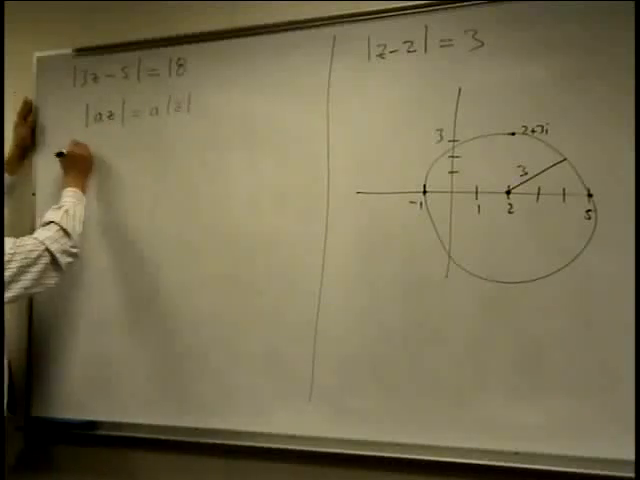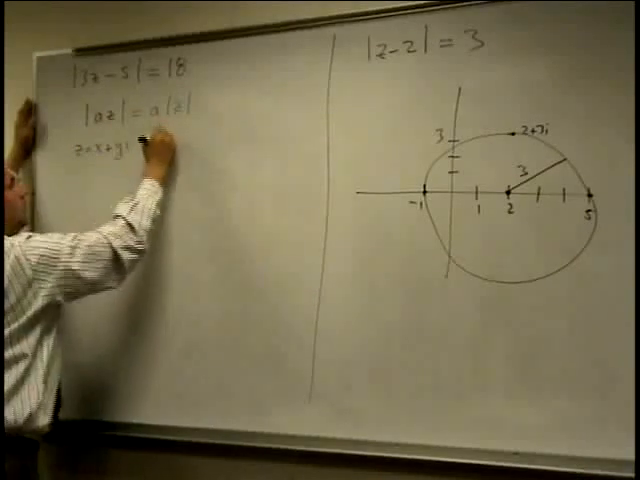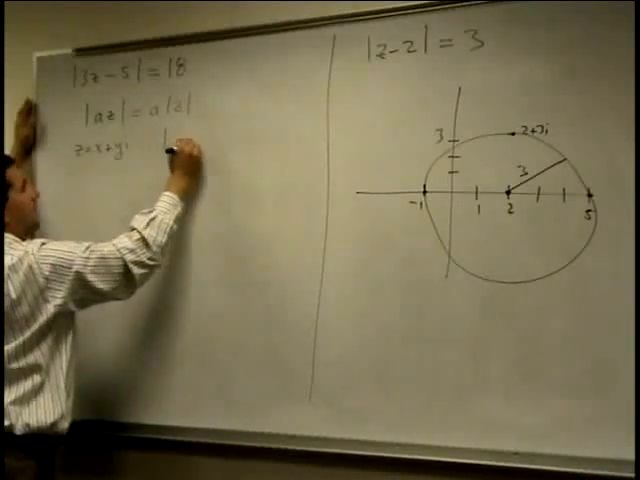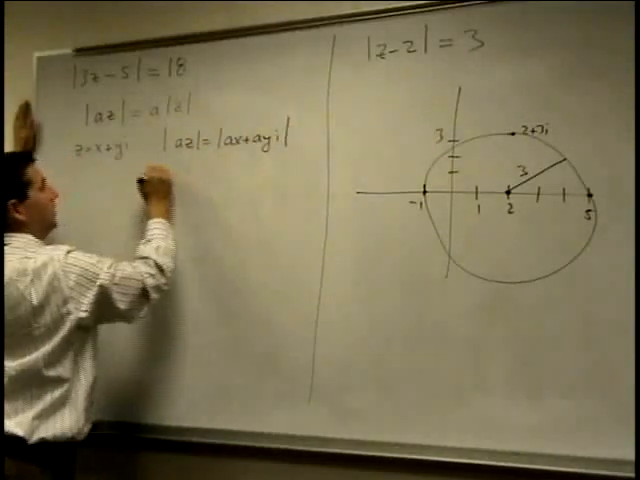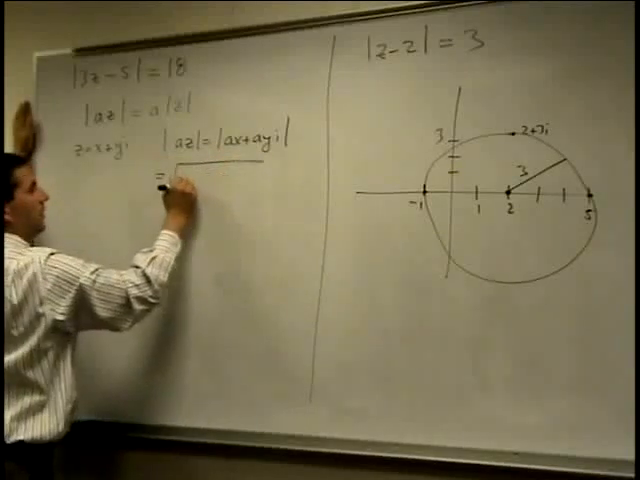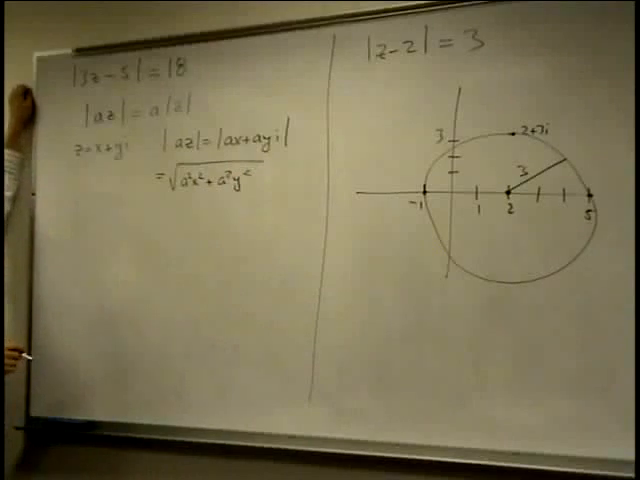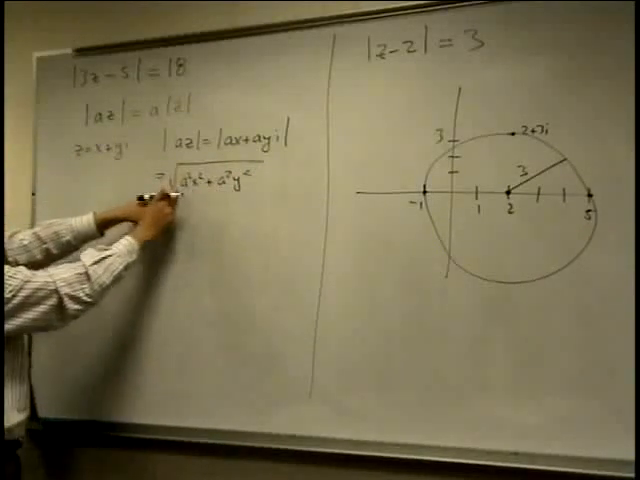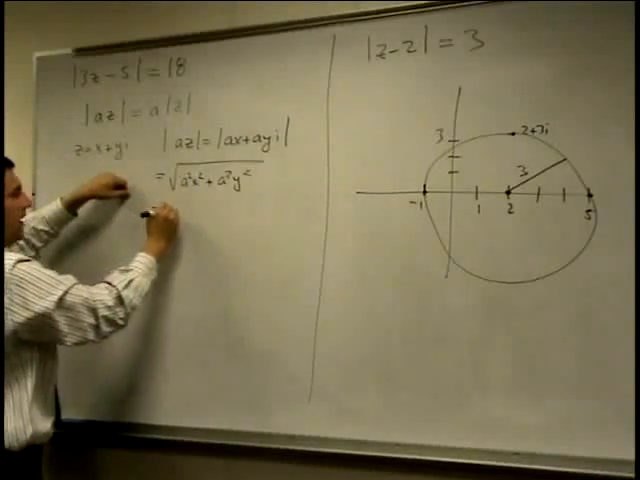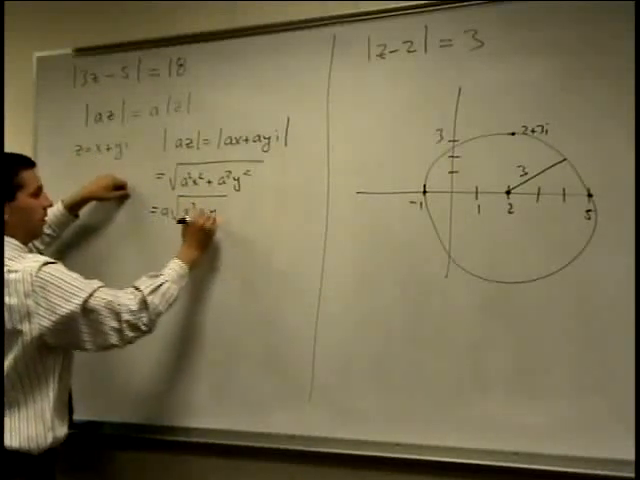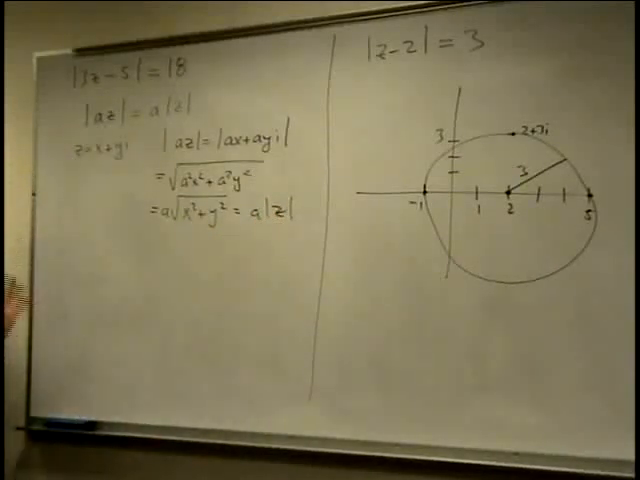If you wrote z as x plus yi, then the norm of az equals the norm of ax plus ayi, which is equal to the square root of a squared x squared plus a squared y squared. Now you can factor out an a squared and pull it out of the square root. When you pull it out of the square root, it's just an a. So this is a times the square root of x squared plus y squared, which is a times the norm of z. So it's not hard to prove at all.